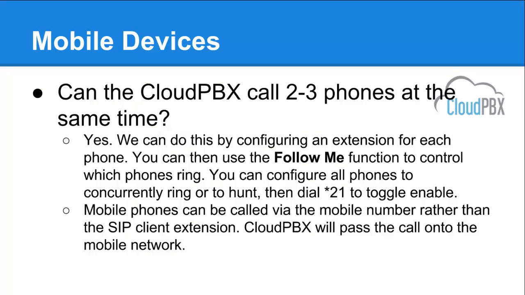You can then use a function called Follow Me that you can manage through the browser to control which phone rings and in which order. All phones can be configured to ring at the same time, or they can be done in a hunt, which means office phone first, then home, then your mobile or something like this. And then we have functions that can turn this on or off if you're in the office. Mobile phones can also be called via the mobile phone number of the device rather than via the SIP client. So this means you can actually forward the call to a landline number or a mobile number.